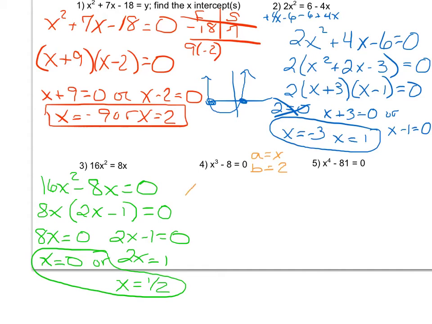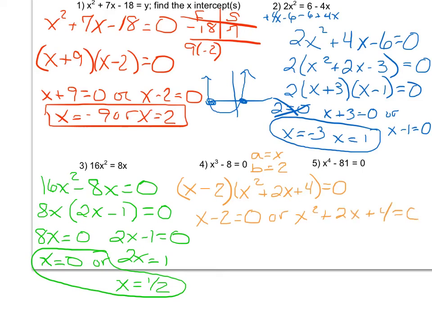And this factors to be x minus 2 times x squared plus 2x plus 4 equals 0. Well, that means that one of these two pieces has to be 0. So either x minus 2 has to be 0 or x squared plus 2x plus 4 equals 0. Well, this first one is easy to solve. I just get x equals 2.